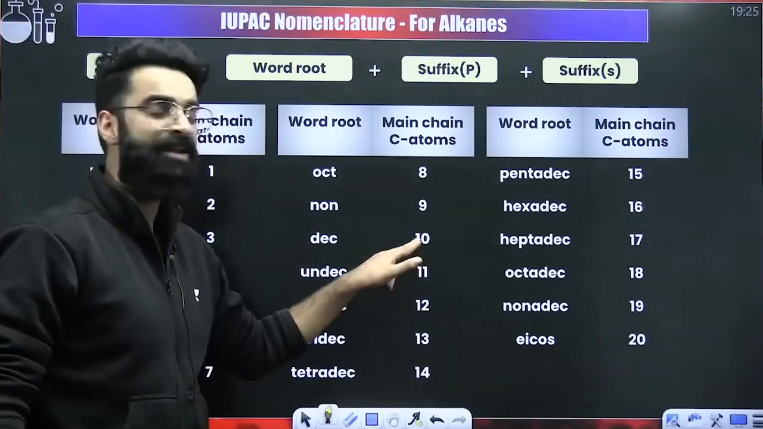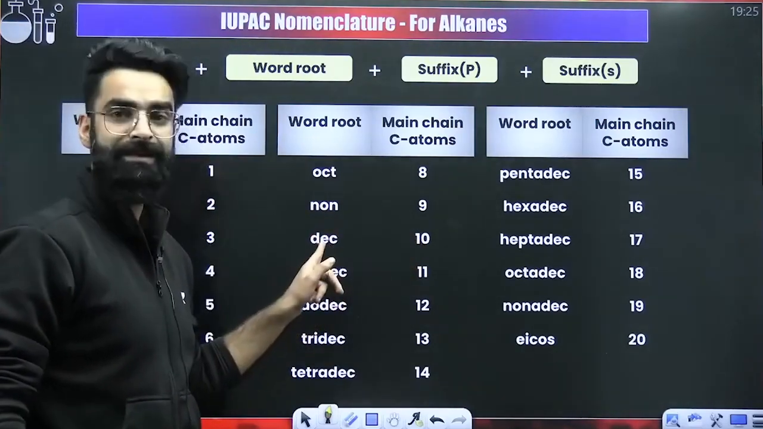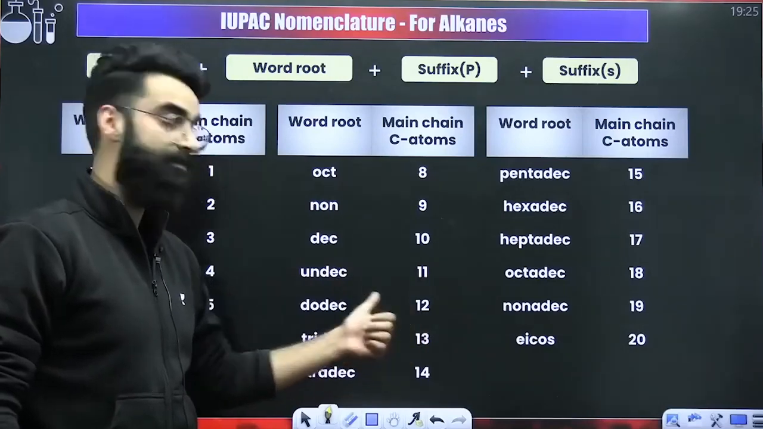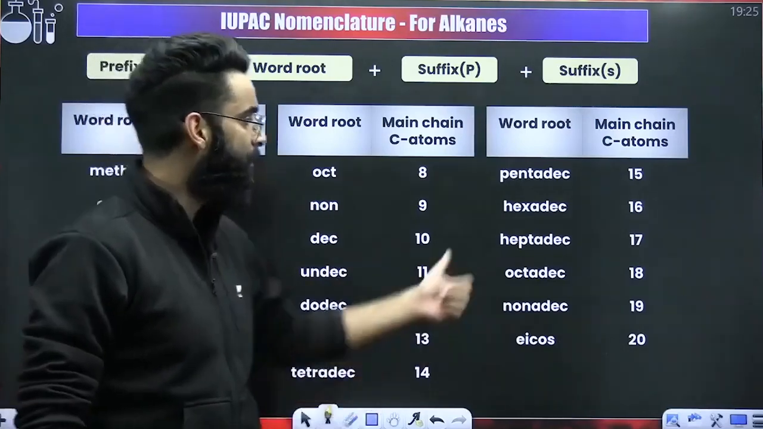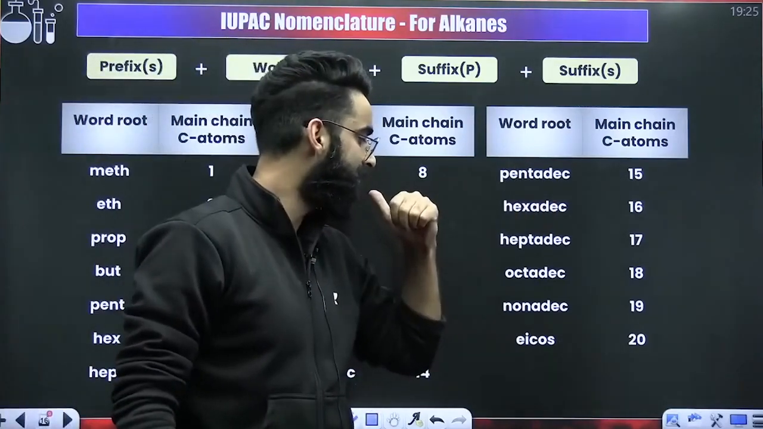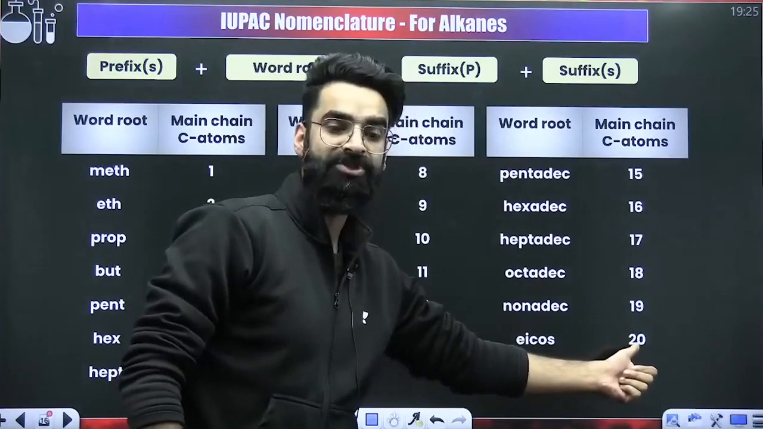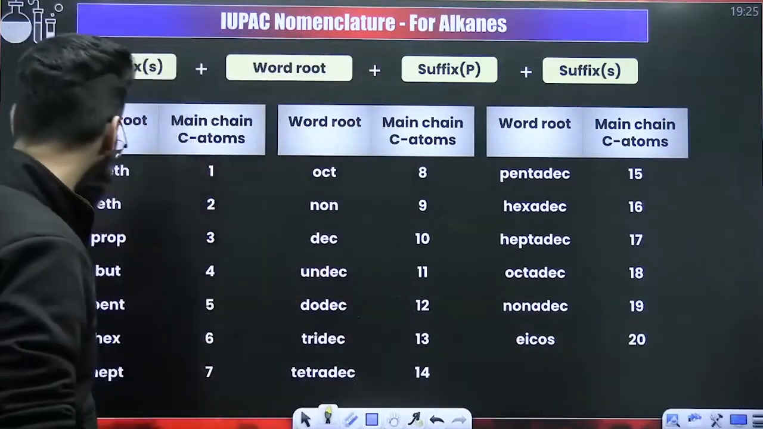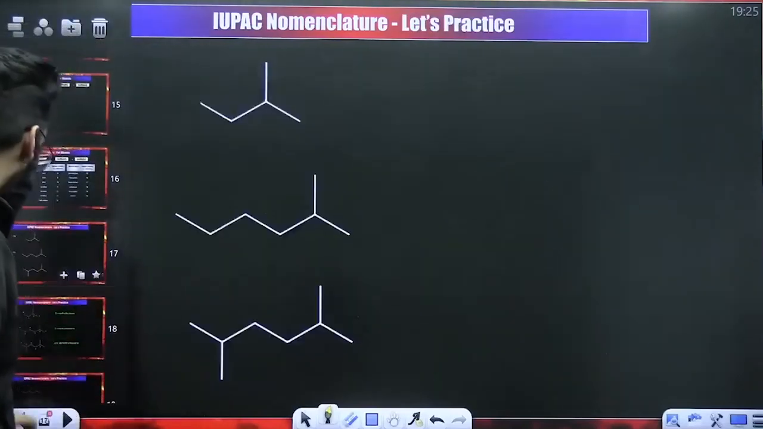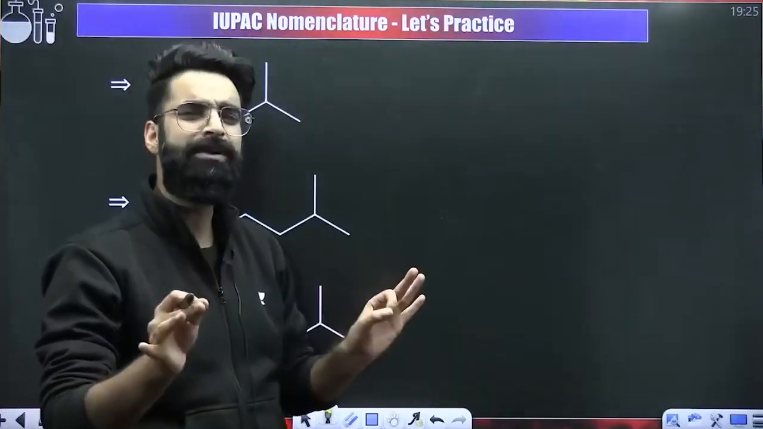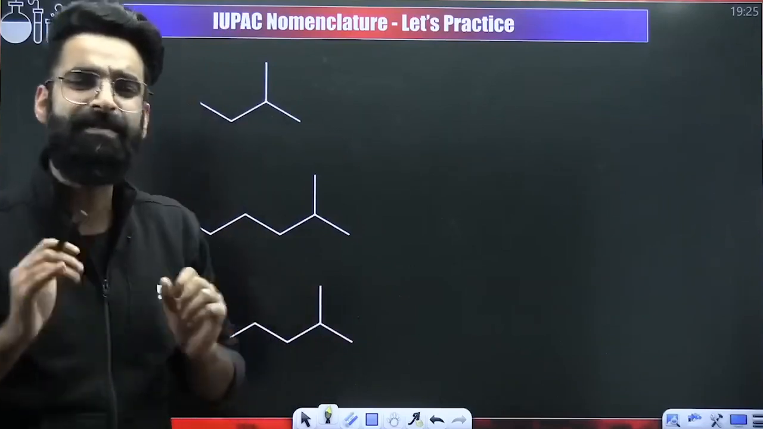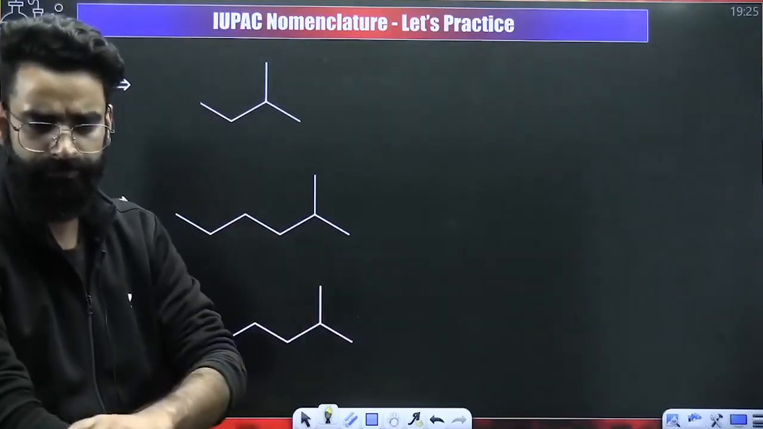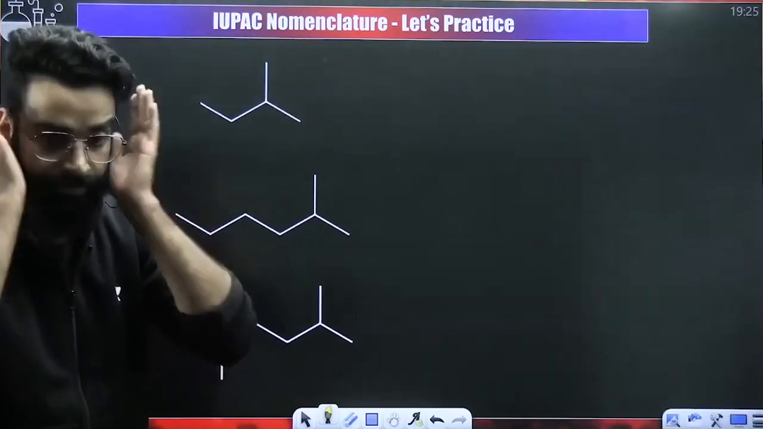If there are 10 carbon atoms in the main chain, the word root is going to be dec. 11 carbon atoms in the main chain, word root undec. 12 carbon atoms, dodec, tridec, tetradec, pentadec, hexadec. 20 carbon atoms in the main chain, the word root is going to be icos. Let's try to utilize all these things and get to know whether we are able to name some basic compounds or not. Have a look, people.